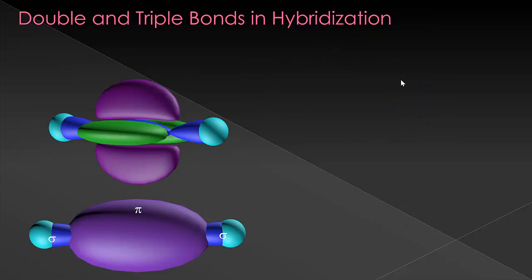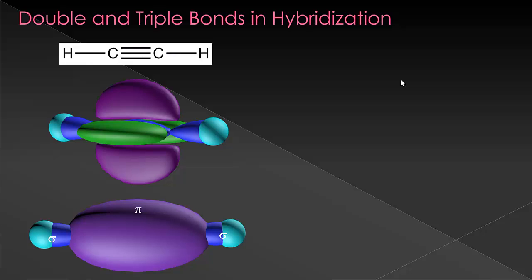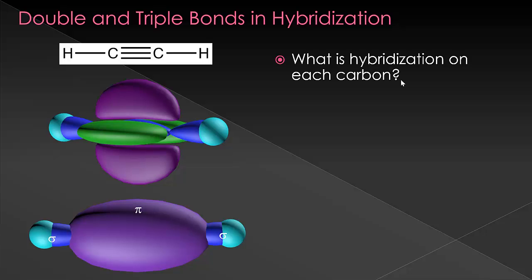Now let's move on to our simplest form of triple bond. So we're going to draw out C2H2. So here we have C2H2. Now, what is the hybridization on each carbon here? So it's bonded to two things. Each carbon is bonded to a hydrogen and another carbon. And then this carbon has a hydrogen and another carbon.